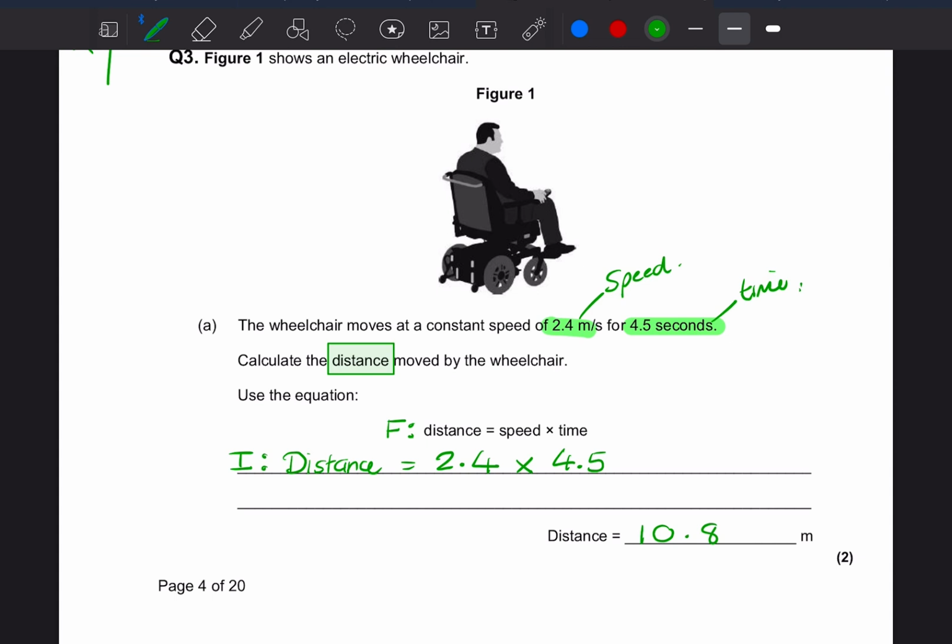New thing about AQA, which hasn't been the case on mark schemes in the past, but apparently is the case now, is that you must show your working out. So even if you get the answer correct, if you don't include any working out, you will not be credited with all the marks. So you must include your working out.